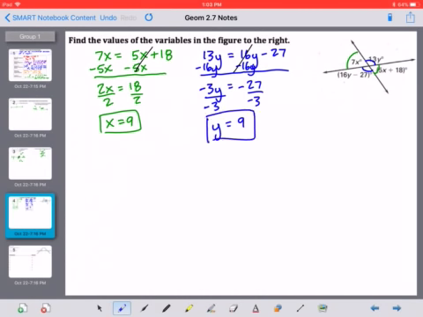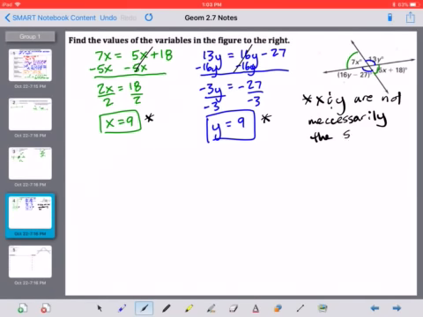All right, and this is actually a very unique case. For these types of problems, x and y are not necessarily the same. So this is just kind of a unique case. So don't let that make you think that anytime you do this type of problem, you're going to get x and y equal. That doesn't always happen.